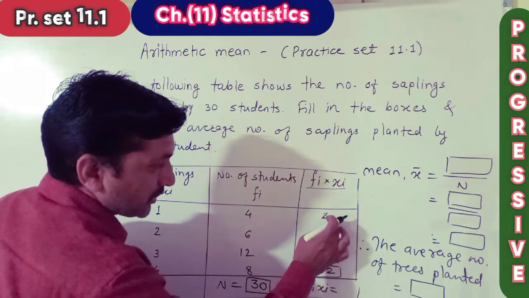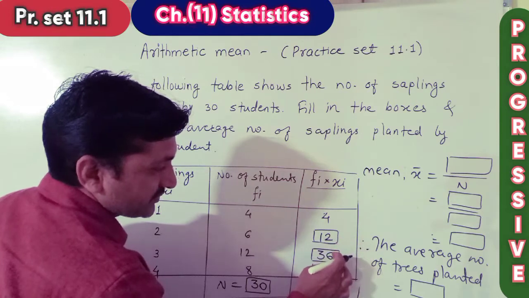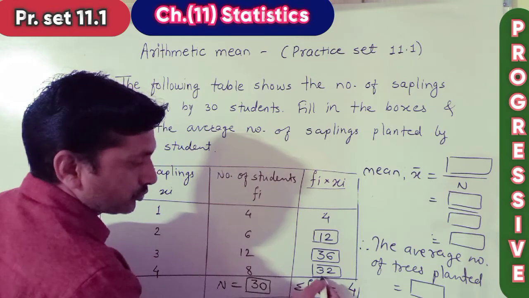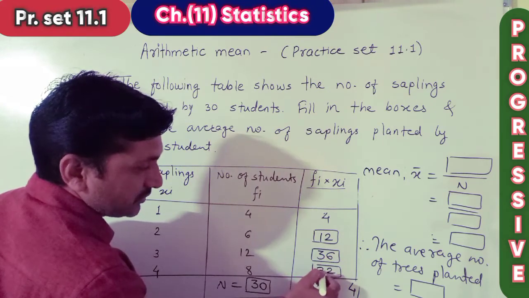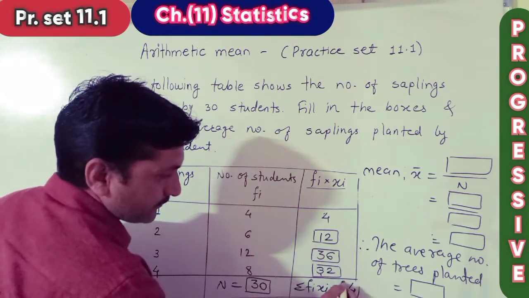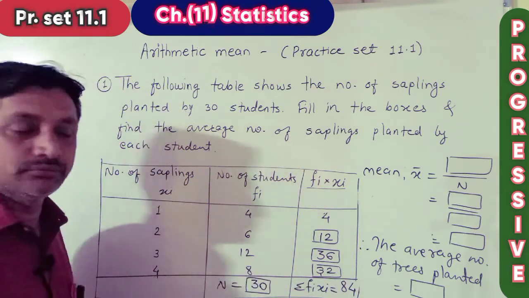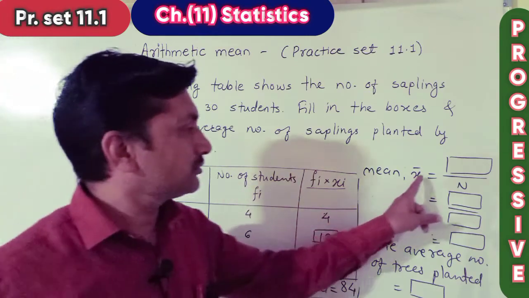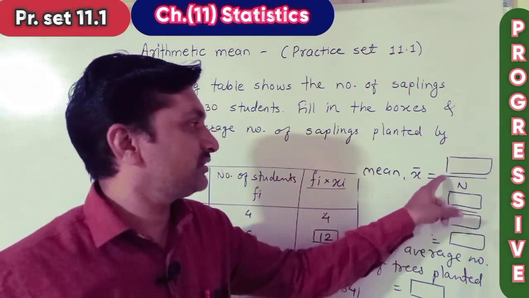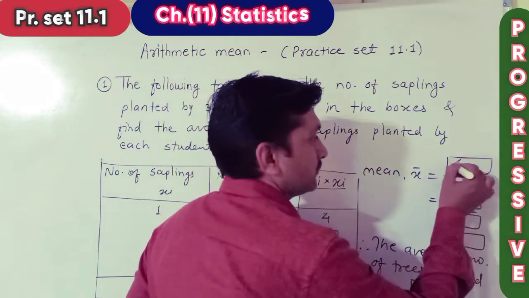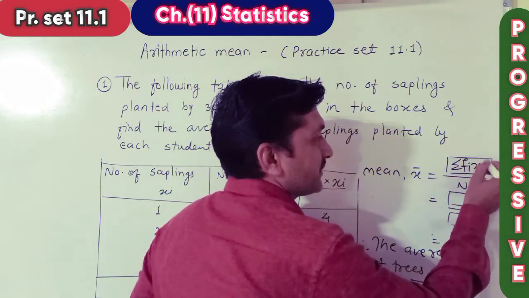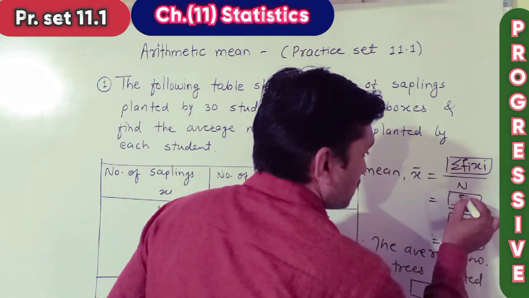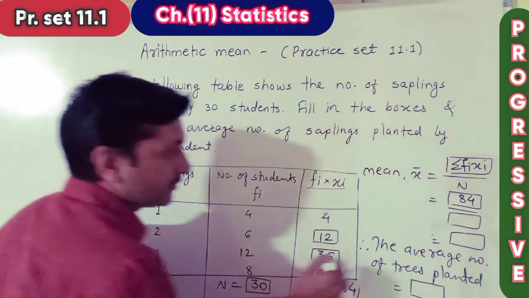Now let's add it. 4 plus 2 is 6, 6 plus 6 is 12, 12 plus 2 is 14, 4 and 1 carried over, 3 plus 3 is 6, 7, 8, 84. Now mean x bar is equal to, the formula to find the mean is summation of fi xi upon n. Sum of fi xi we got 84, upon n, which we know is 30.